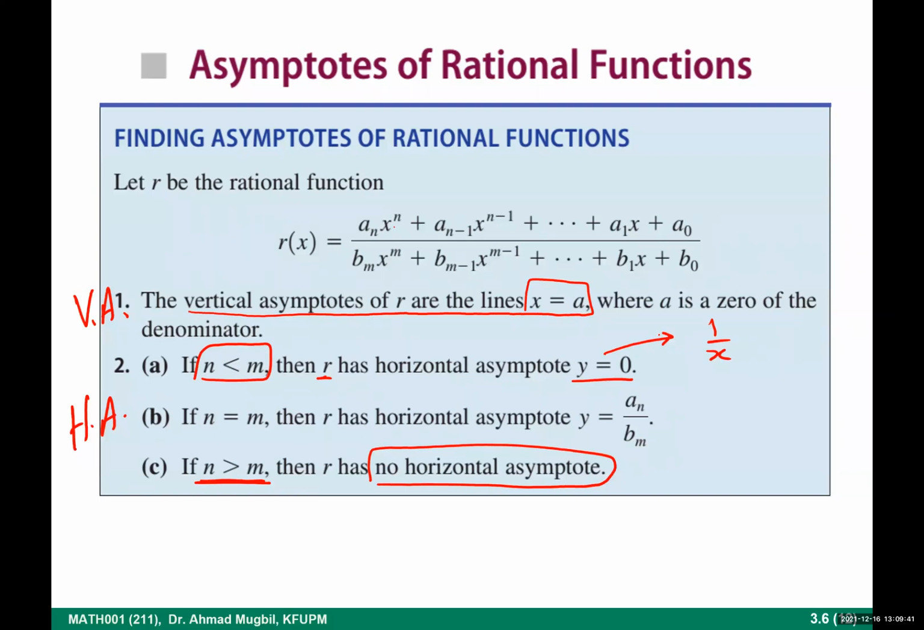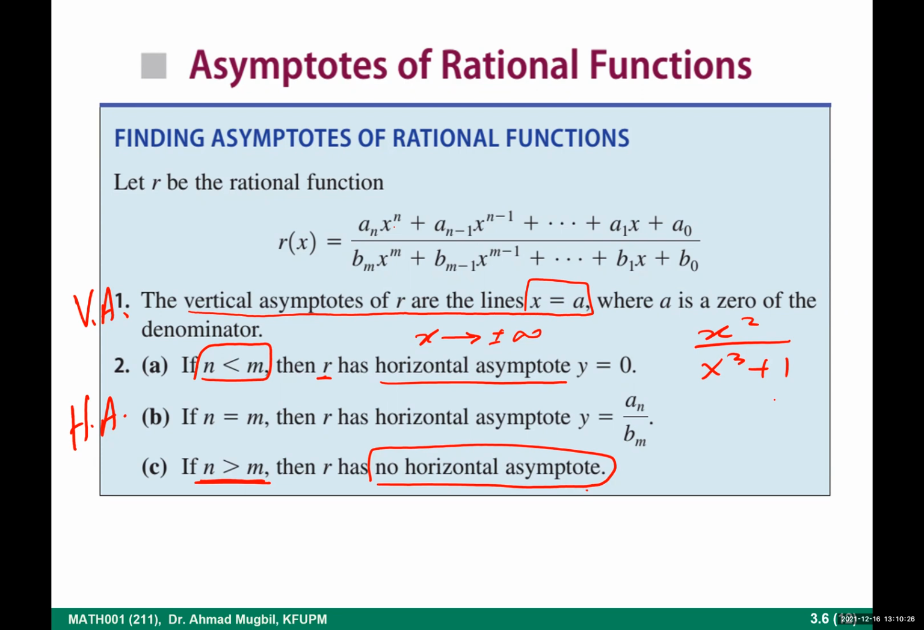I think, especially in our section 26, I'm talking to excellent students, so I think you know why it will be 0 here, and why here it will not exist. Why will it be 0? Because if you have a polynomial of degree less than the degree of another polynomial, the horizontal asymptote is about when x goes to positive or negative infinity. Let me give you an example: x squared over x to the power 3 plus 1. What will happen when x is very, very big, when x goes to infinity?